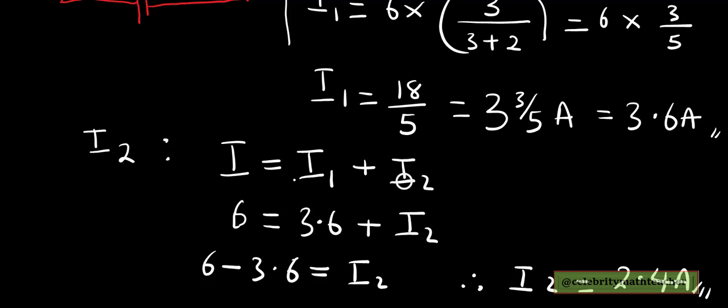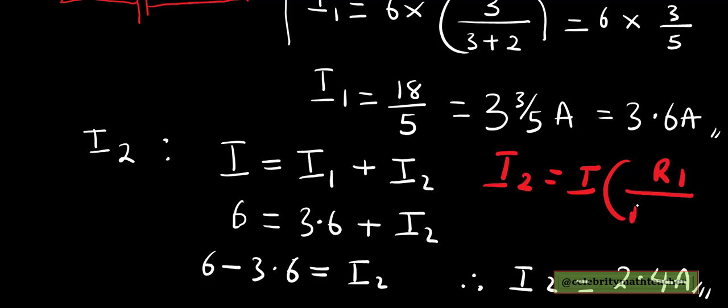So I challenge you, you can use the current divider rule to get I2. Use the way we did for I1 to solve it. Let's see whether you also get I2 to be 2.4. Remember the formula: I2 is equal to I times R1, since you are dealing with I2, the resistor on top will be the other resistor, all over the sum R2 plus R1. So try it and see if you get the same answer.